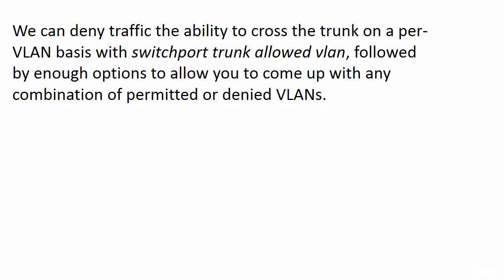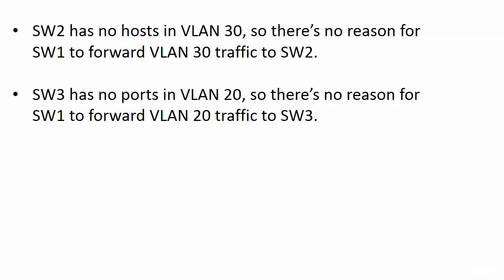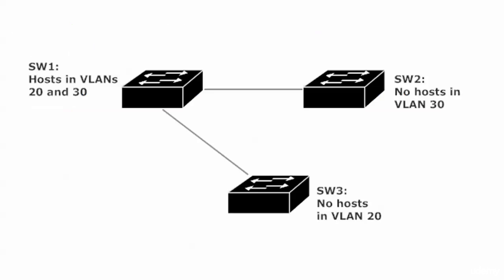But we can deny traffic the ability to cross that trunk. We can filter it before it goes across on a per VLAN basis with the command switchport trunk allowed vlan, followed by enough options to allow you to come up with any combination of permitted or denied VLANs that you need. And let's go back to our list here. What we want to do is prevent traffic from VLAN 30 from going from switch 1 to switch 2. We want to prevent VLAN 20 traffic from going from switch 1 to switch 3.